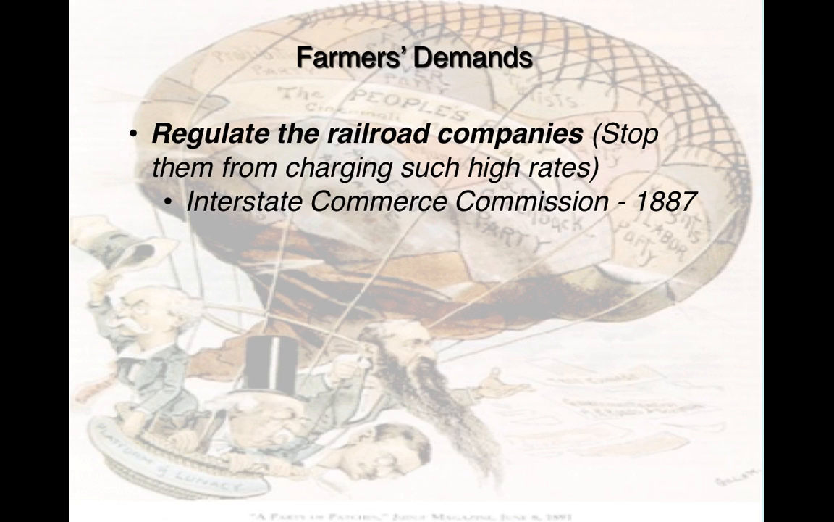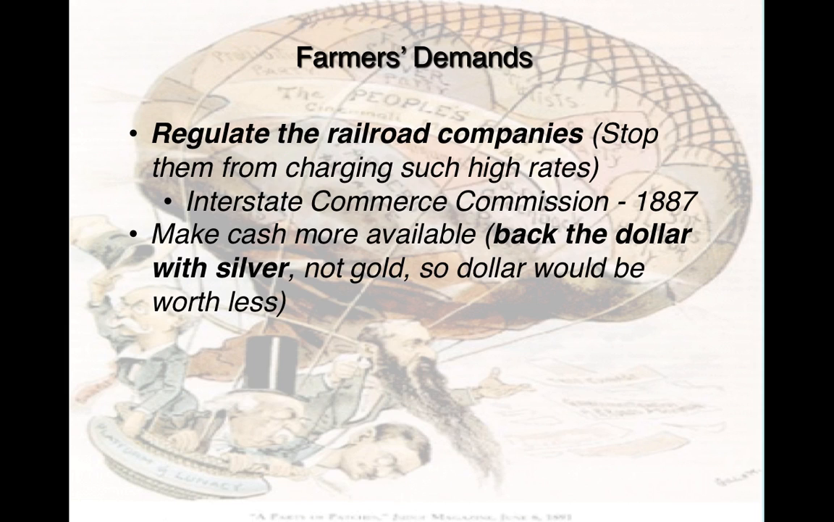The government responds, and in 1887 they pass the Interstate Commerce Commission Act, which sets up this commission to sort of oversee the railroad companies, check their books, and make sure that they're not overcharging. But as you can imagine, a little money goes a long way in government, and the railroad companies just buy the feds off.